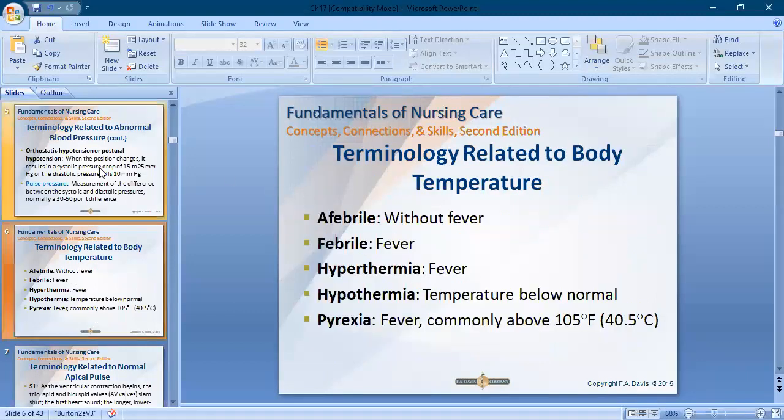And here are some of the situations when the blood pressure changes. Okay, so we're just going to talk about body temperature, right? So terminology related to body temperature, right? But something is important about blood pressure before we go to temperature.